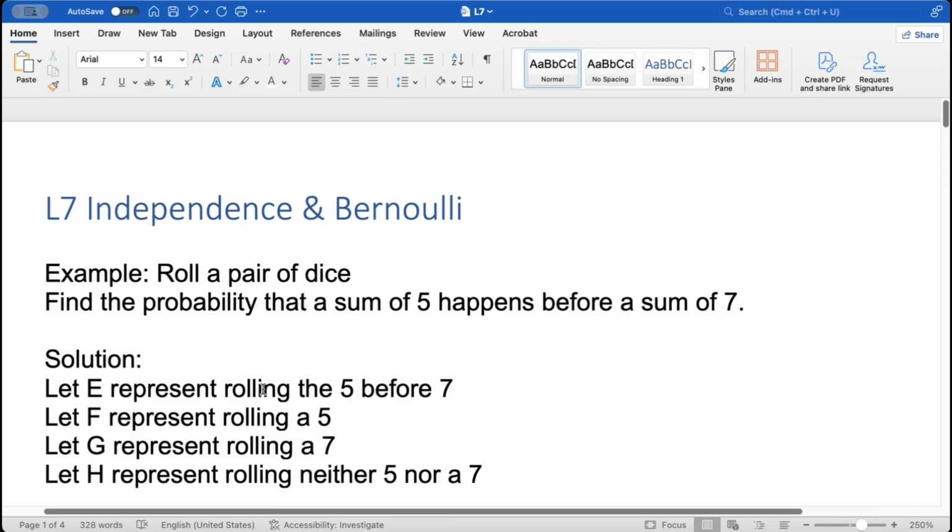So some notation here, we're going to let E represent rolling the 5 before the 7, which is what we want. We're going to let F represent rolling a 5, again, with a pair of dice. G represents rolling a 7, and H represents rolling something else, neither a 5 nor a 7.